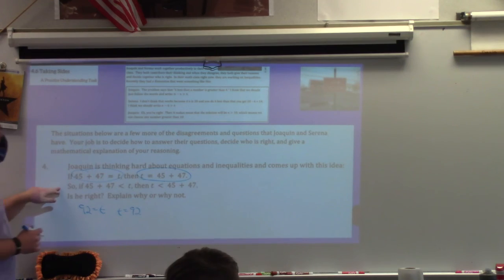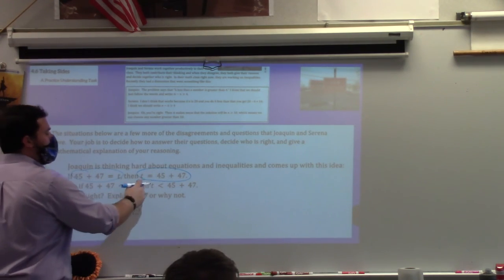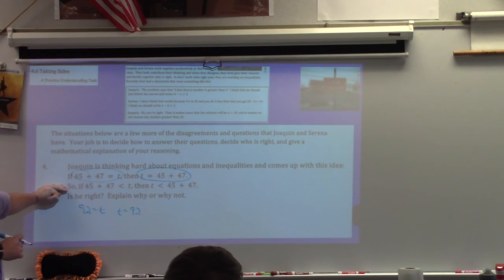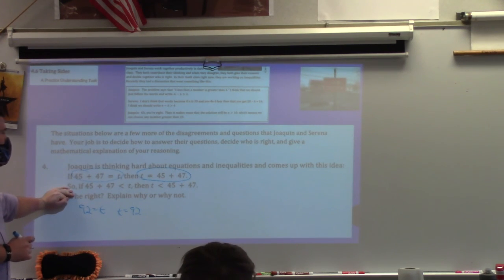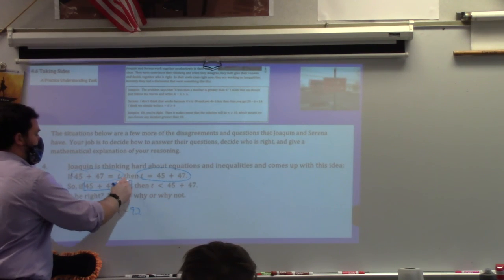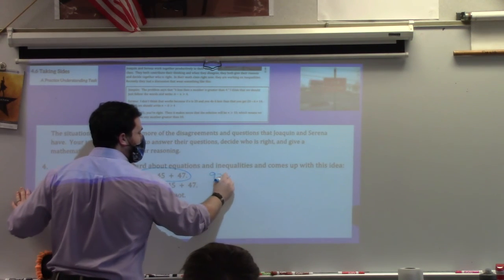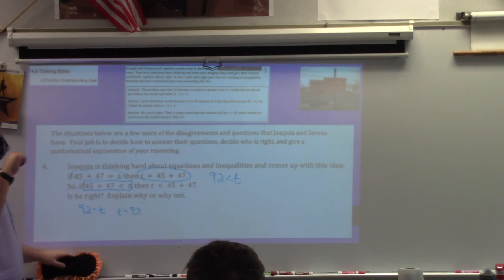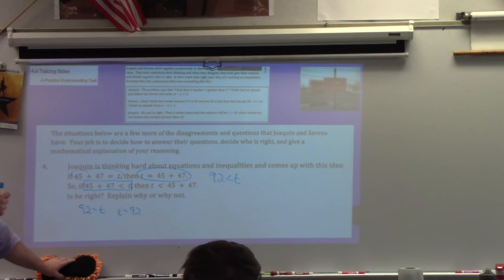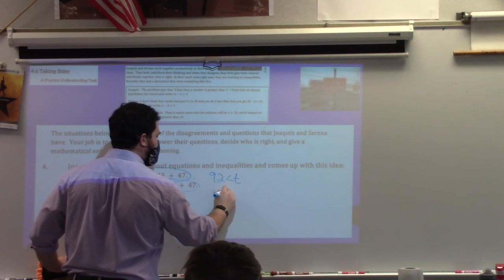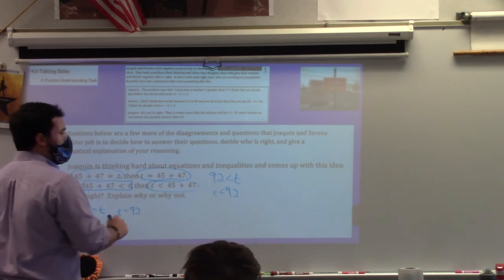So he then says, if 45 plus 47 is less than t, then t is less than 45 plus 47. Is he right in making this statement? So Amity, you say no. Why did you say no? Because t can't be less than 45 plus 47. Notice in this one, 45 plus 47, or 92, is less than t, which means t is more than 92, right? But in this one, it is saying t is less than 92. So we would disagree.